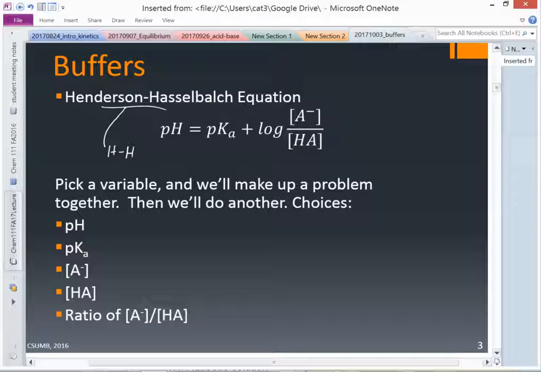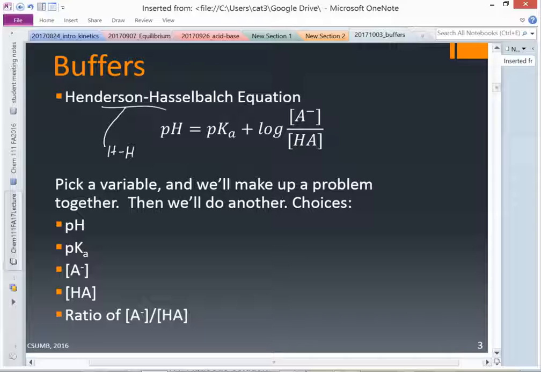Sometimes you'll get the classic equation with one variable type of problem. Sometimes you'll be asked for something different. The most common variables you may be asked for are pH, pKa, A minus, HA, or the ratio of A minus over HA. So you're solving for basically the whole fraction in the log term.